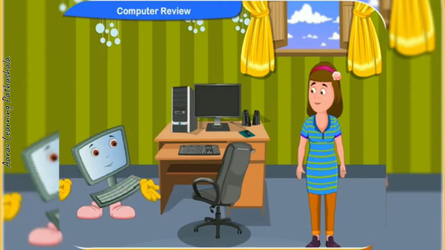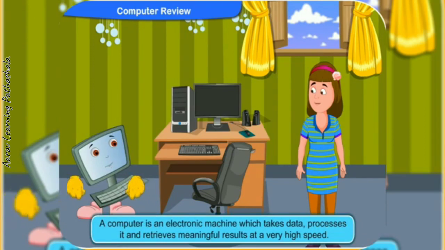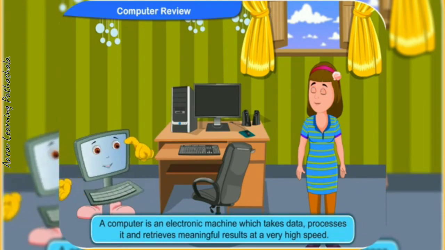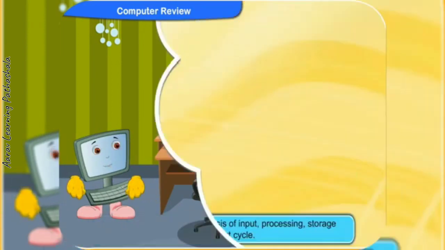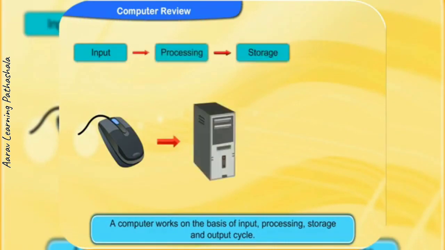Okay, let's have a review about computers. A computer is an electronic machine which takes data, processes it, and retrieves meaningful results at a very high speed. A computer works on the basis of input, processing, storage, and output cycle.